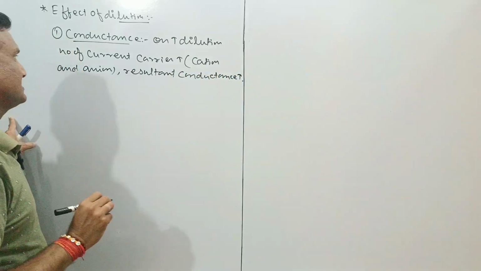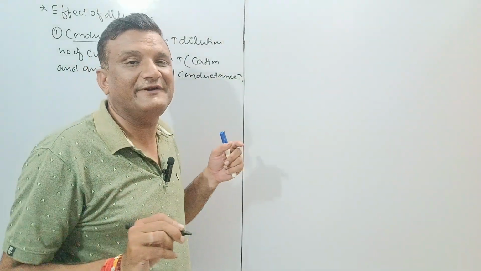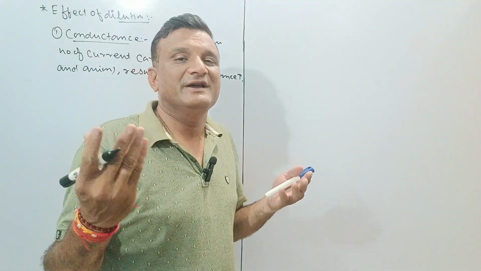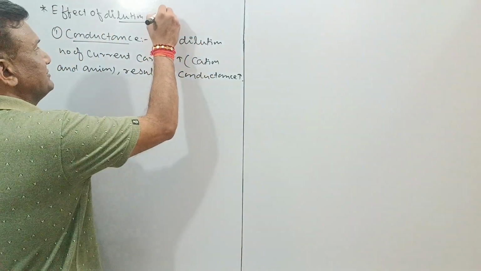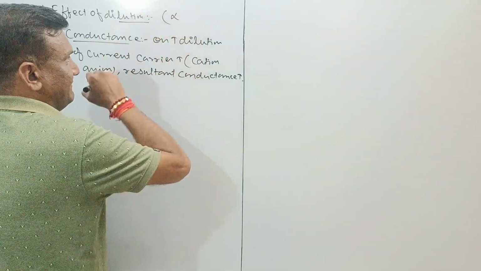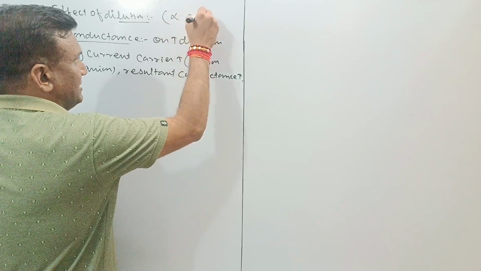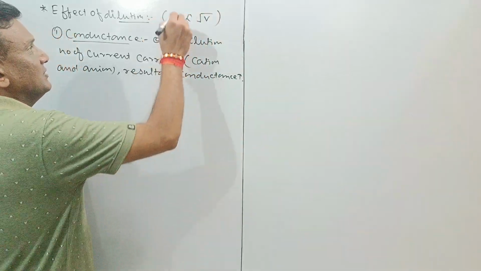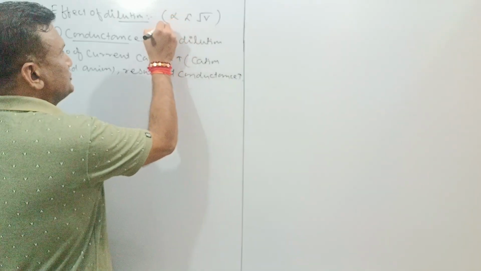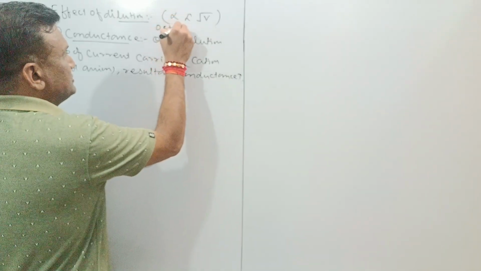This was about conductance, and here the effect will be according to Ostwald's dilution law. What is that? Ostwald's dilution law says the degree of dissociation alpha is directly proportional to the volume. This is the Ostwald's dilution law.